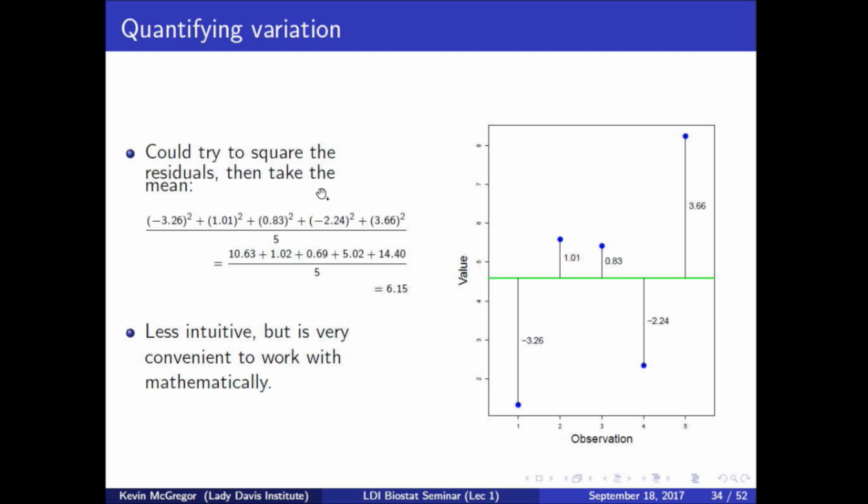Even though this value is a little bit less intuitive, since it's not on the same unit as the variable we're interested in studying, as it turns out, it's very convenient to work with mathematically and is a quantity that's related to a lot of statistical distributions out there. So this is what we tend to use, this sort of average squared error.